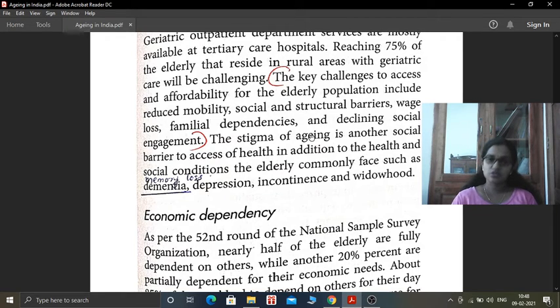Then wage laws. They're working hard, but they do not have a proper salary for their work. Then familial dependencies and declining social engagement. So all are depending on each other.